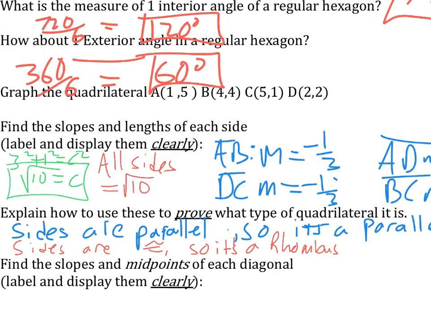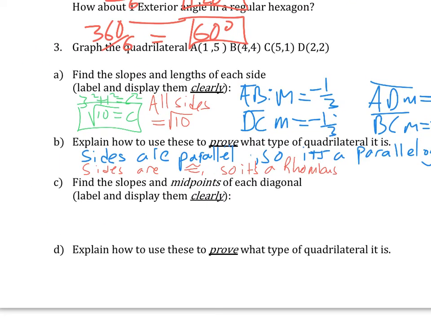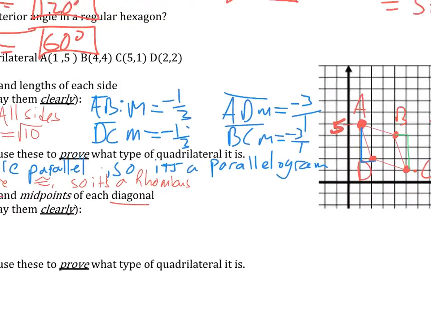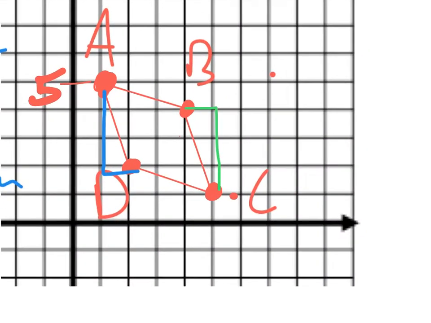All right, great. Now let's look at the midpoints. If we find the midpoints of the diagonals, we're also going to find some slopes of the diagonals. So let's investigate some diagonals. Let's come over here and draw in some diagonals first of all. So here are our diagonals, and let's find the slopes of the diagonals.